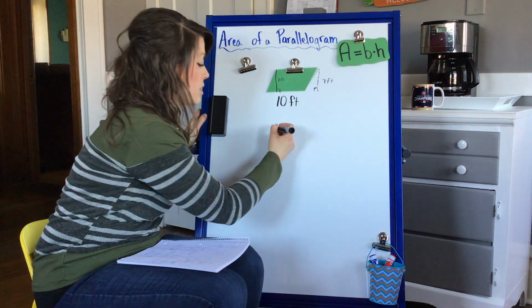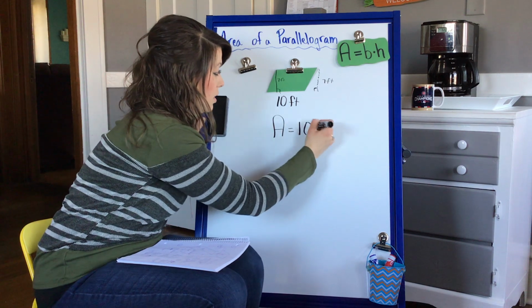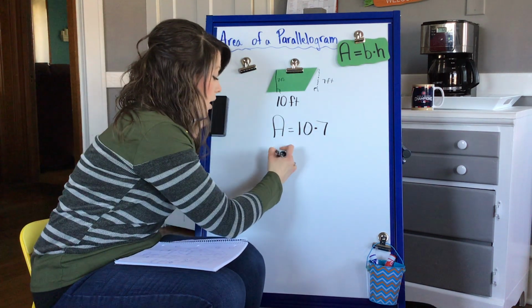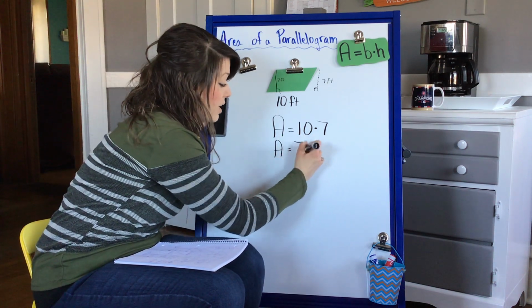So that tells me the numbers I'm going to plug in is area equals my base, which is 10, and my height, which is 7. Okay, and then to solve it, area, this one you should not use a calculator for. 10 times 7 would give you 70.